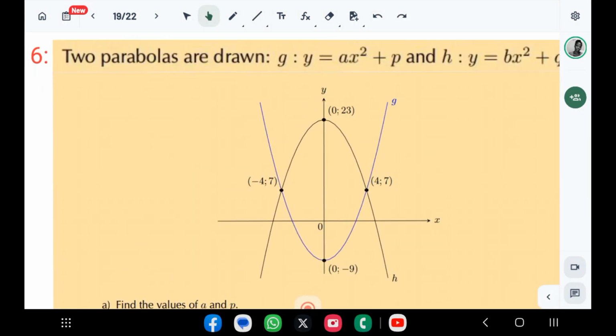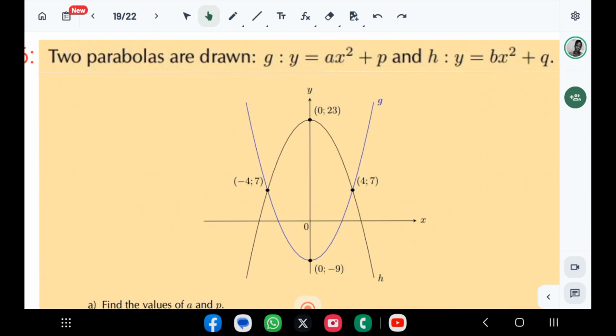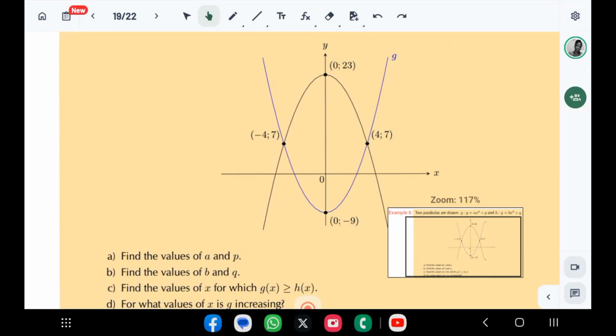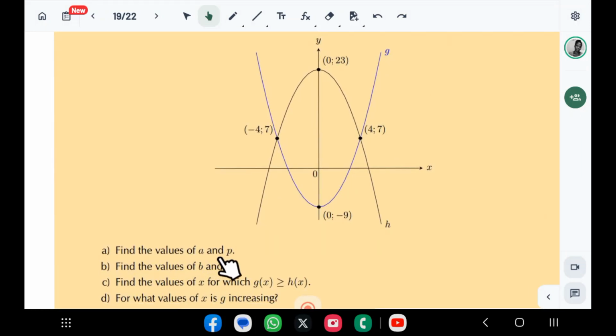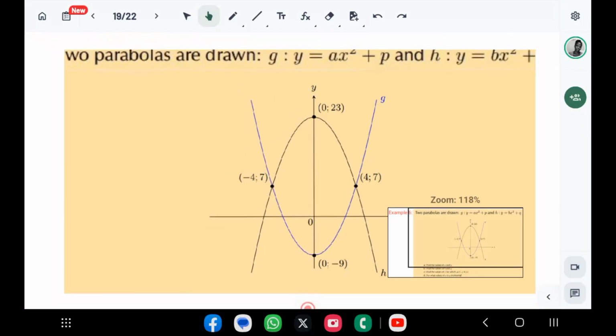Now, next question. Two parabolas are drawn. G maps y equals ax squared plus p, and then you've got your h equals bx squared plus q. The graphs are given to you like this. The question is, find the values of a and p. The values of a and p belong to the graph G, which is the blue graph.